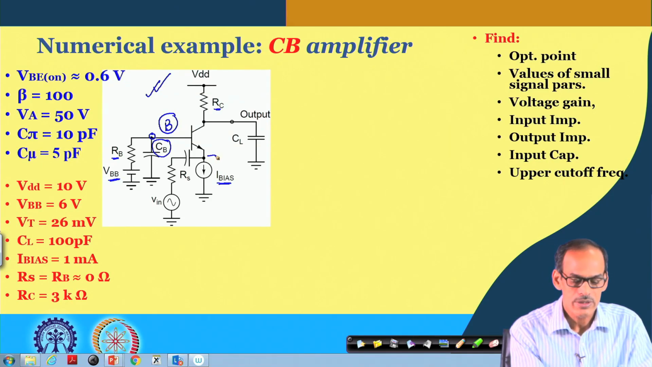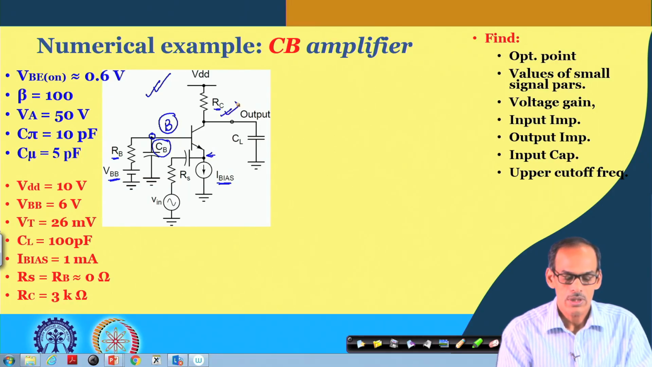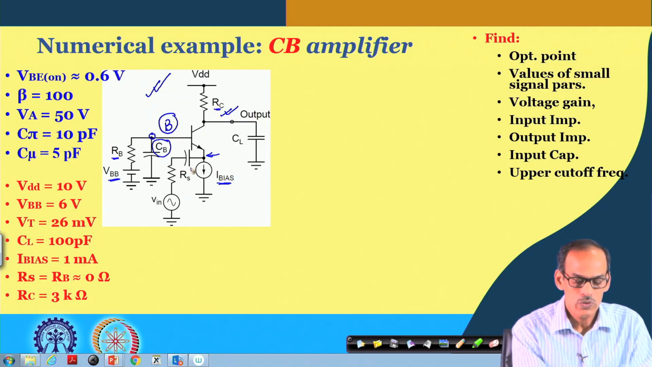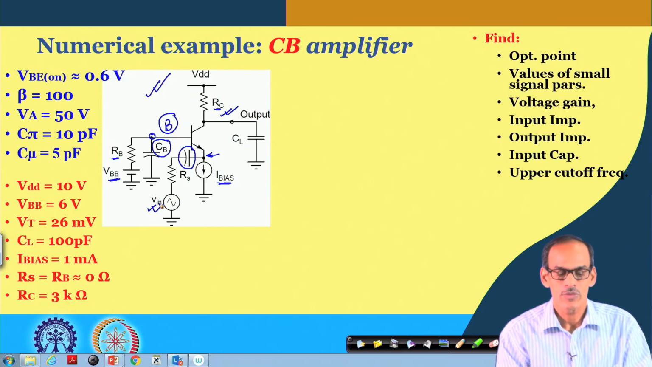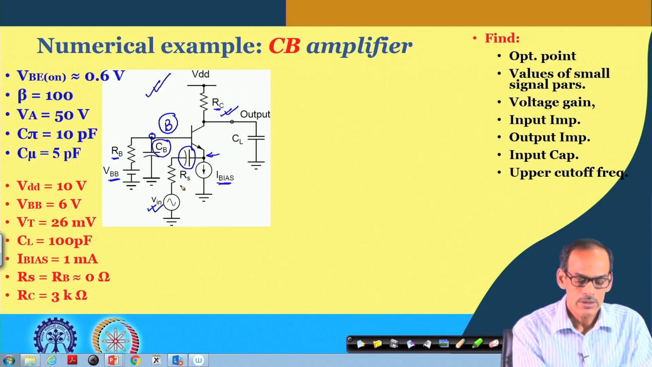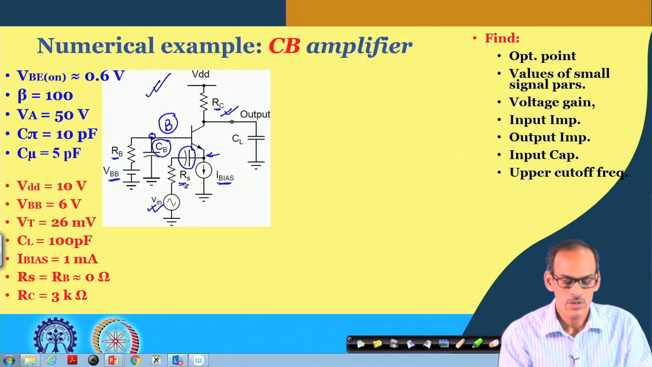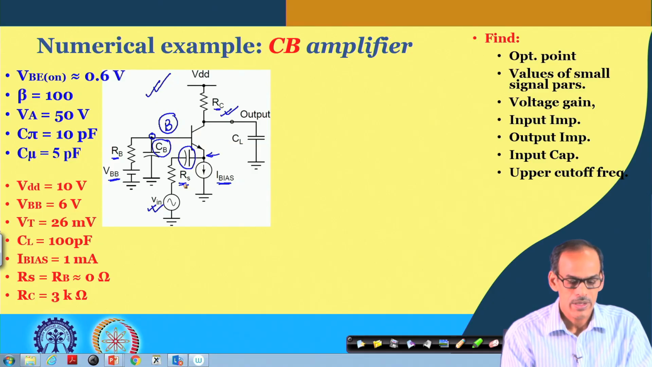Input port is at the emitter and output port is at the collector terminal. Input we are giving through a DC decoupling capacitor. In this example, we are showing the input signal in the form of voltage, and the signal source also has its source resistance called R_S.